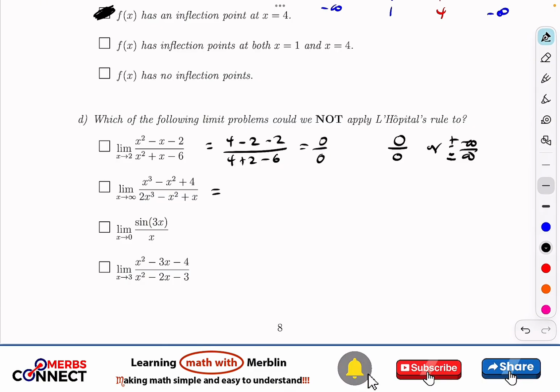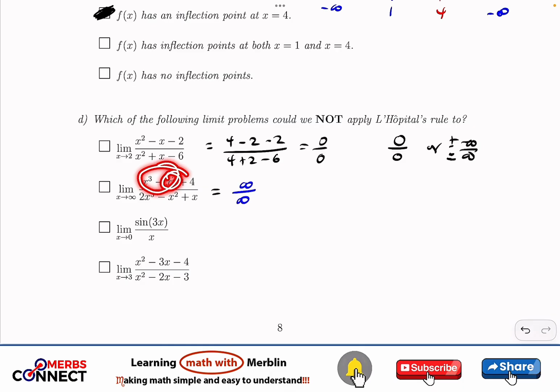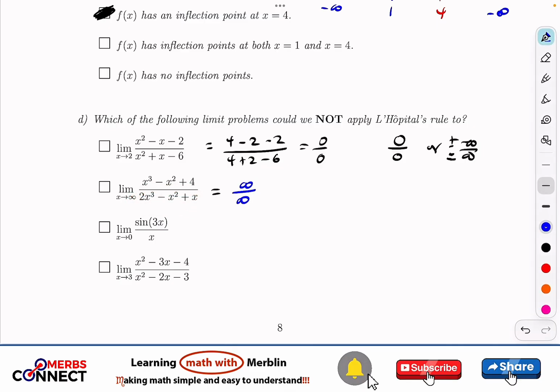Okay, let's continue. Plug in infinity here, and this one we can even compare the degrees. Let's plug in infinity here and see what we are going to get. When I plug in infinity, it is going to be infinity divided by infinity, because infinity cubed is infinity. When you subtract infinity, you get infinity. When you add, you get infinity here. And same thing for the denominator too. Now let's look at this one. When I plug in 0, sine 0 is 0, and the denominator too will be 0.